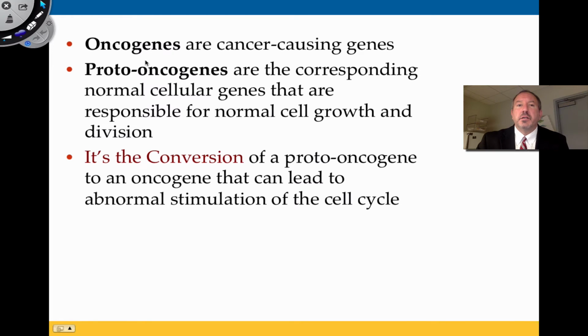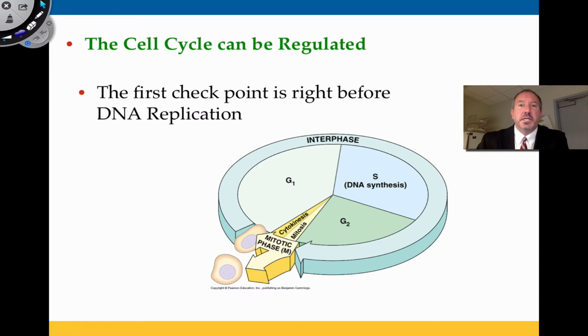And so just to establish some basic terminology so we can talk about this more profoundly: oncogenes, that's an important term. Oncogenes are cancer-causing genes, and the study of cancer is oncology. So proto, meaning coming before, proto-oncogenes are the normal cellular genes that are responsible for cell growth and division. That's what we're talking about here, cell growth and division in particular. It's the conversion of the proto-oncogene to an oncogene that leads to the abnormal stimulation of the cell cycle and thus is responsible for initiating cancer.